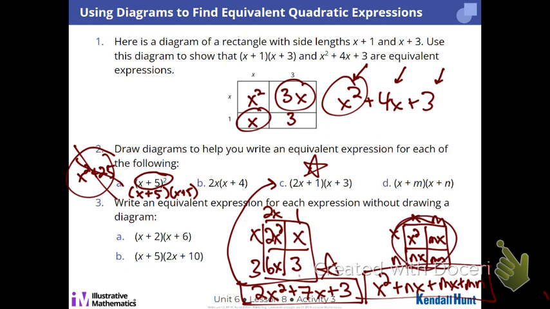This total area is all of it added up. We have to multiply everything by everything. That is the distributive property. Okay, I'm going to show you how to do it without a diagram now. But it's the same exact thing as with the diagram. You just don't draw stuff.